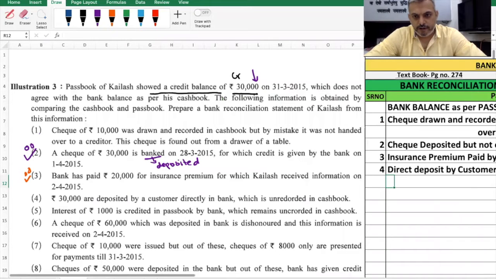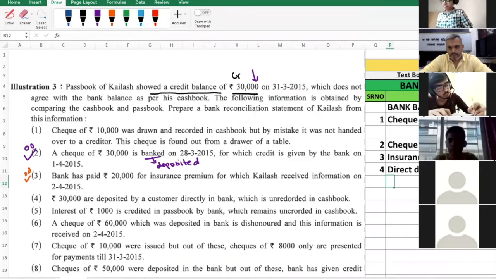Shubhankar, you understood? Yes. Okay. तो अब से हमें क्या करना है शुभंकर?